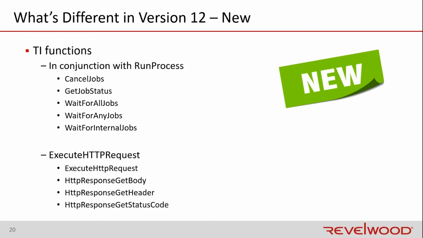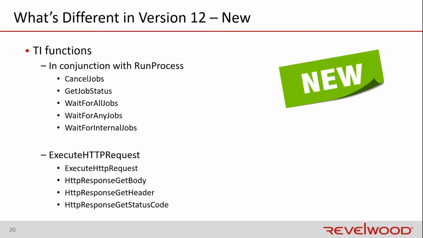Version 11 used run process, and version 11 allowed this command to run, but there was no good way to coordinate the various pieces and look at the details. Version 12 introduces a series of new functions: cancel jobs, get job status, etc. And these new functions allow you to get information on the various pieces.